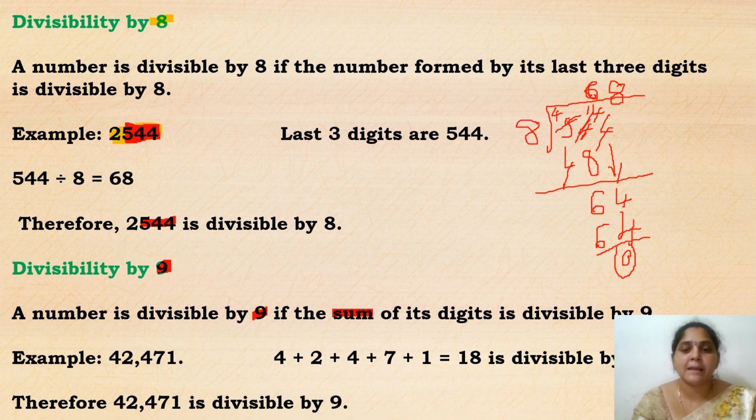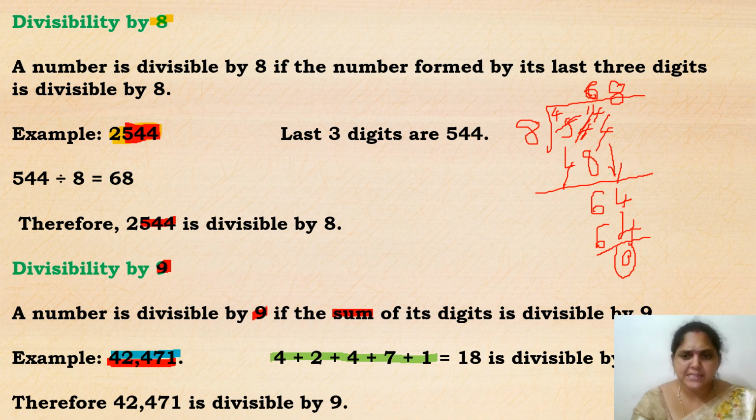For example, I have taken my number 42,471. Now, what do I have to do? I have to add all the digits 4, 2, 4, 7 and 1. How am I going to add? I am going to add it as 4 plus 2 plus 4 plus 7 plus 1. Now, when I add all these digits, what is my answer? 4 plus 2, 6. 6 plus 4, 10. 10 plus 7, 17. 17 plus 1, 18.